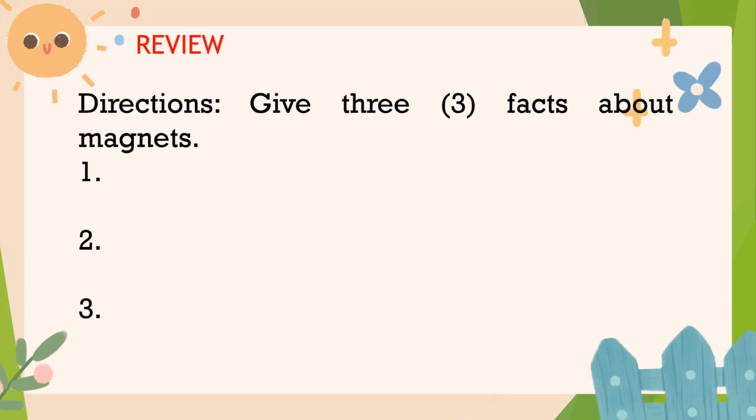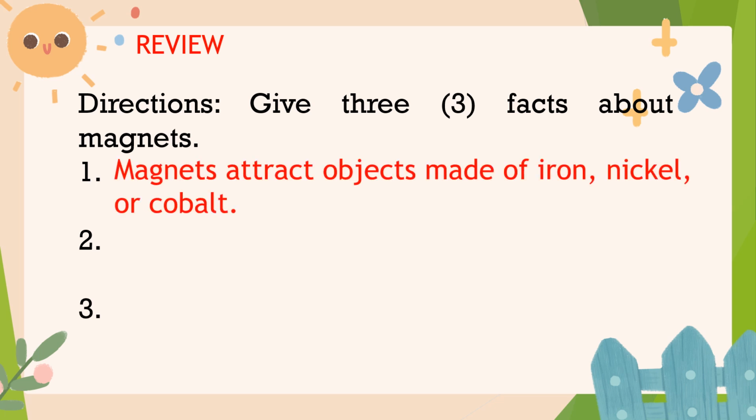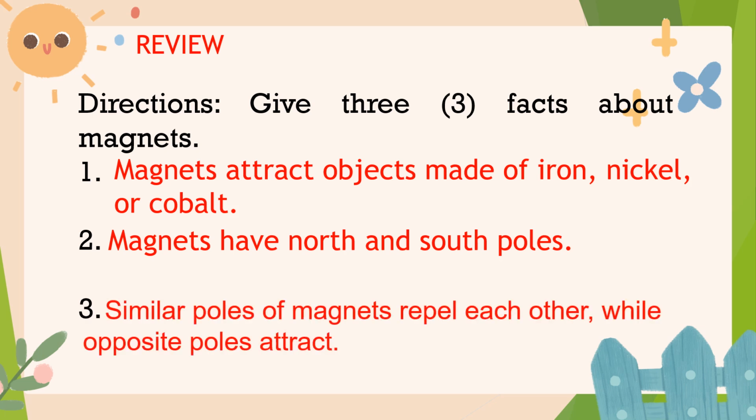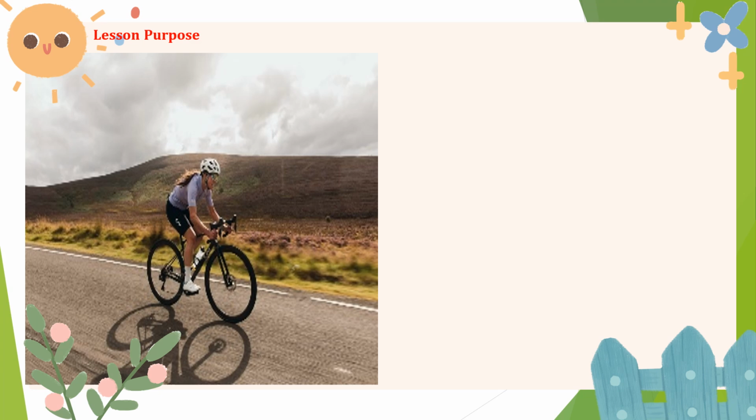Let's start with an exciting activity to refresh what we know about magnets. Directions. Give 3 facts about magnets. Ready? So let's hear those interesting facts. First, magnets attract objects made of iron, nickel, or cobalt. Magnets have north and south poles. Similar poles of magnets repel each other while opposite poles attract.